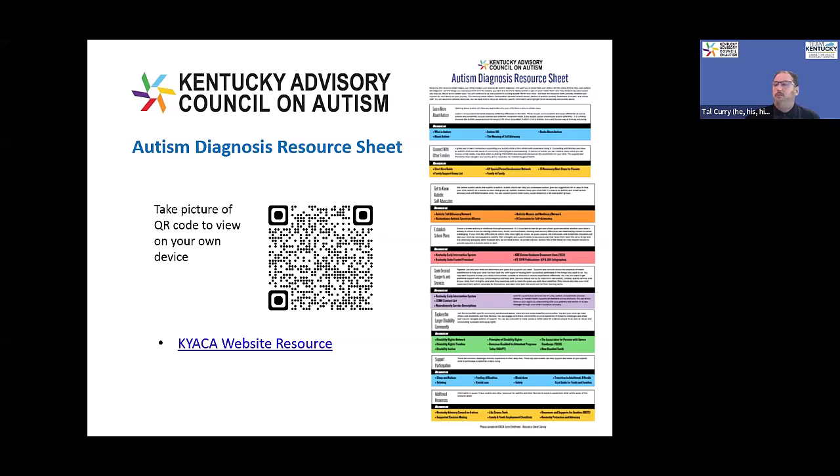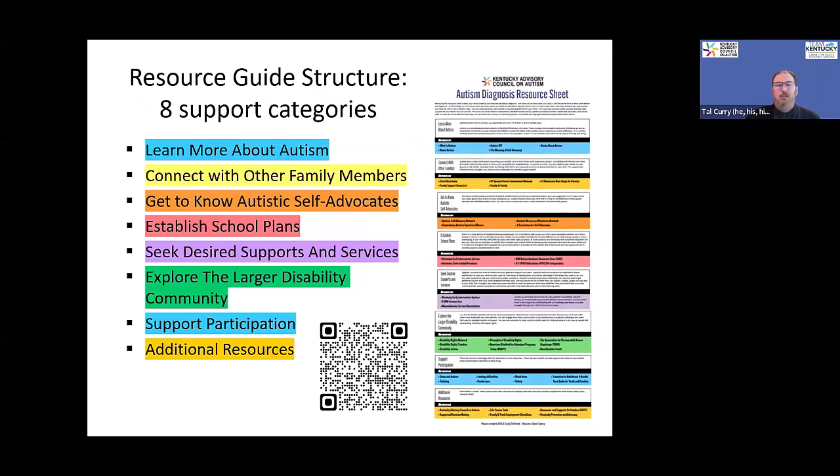So I don't want you to be confused about what you get from me, which will work, and actually has a couple of corrected resources. So, resource guide structure: there are 8 support categories. There are different colors that you can see. Again, another QR code if you want to click on this. Learn more about autism, connect with other family members, get to know autistic self-advocates, establish school plans, seek desired supports and services, explore the larger disability community, support participation, and additional resources.